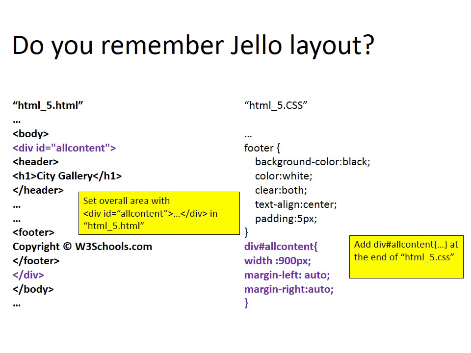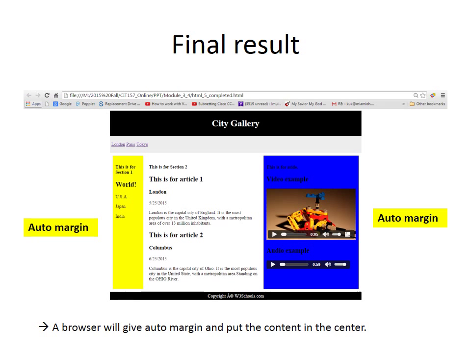Do you remember Jello layout? To use Jello layout, first put a div ID logical section in HTML. Second, set a certain width for the group in CSS. Third, set auto margin on the left and right. Then the browser will give auto margin and put the content in the center. This is the final result.